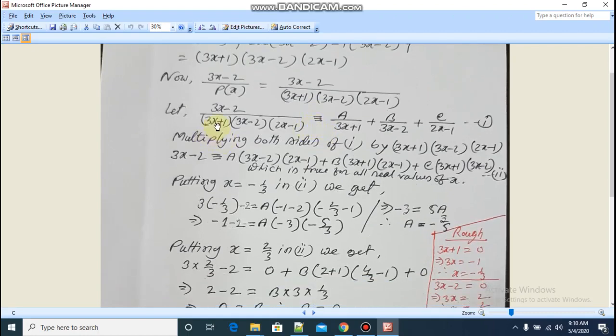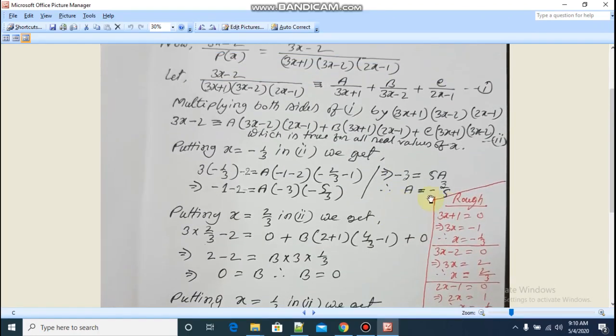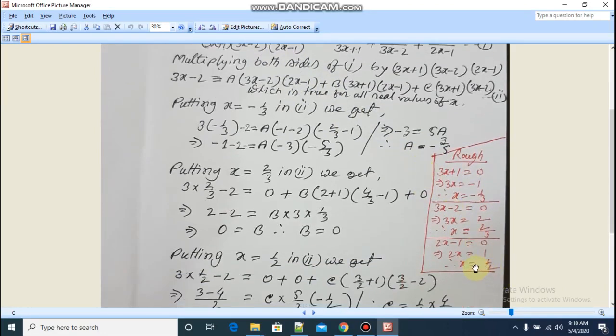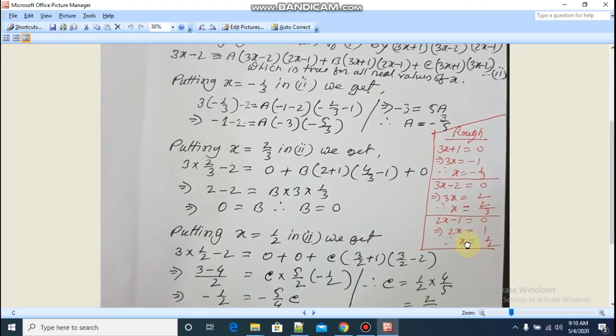At first we consider 3x plus 1 equals 0. We get x equal minus 1 by 3. 3x minus 2 equals 0, x equal 2 by 3. 2x minus 1 equals 0. We get x equal half.